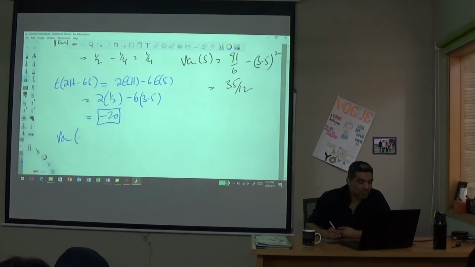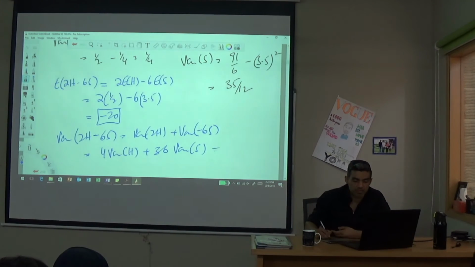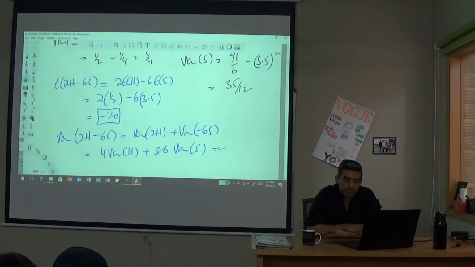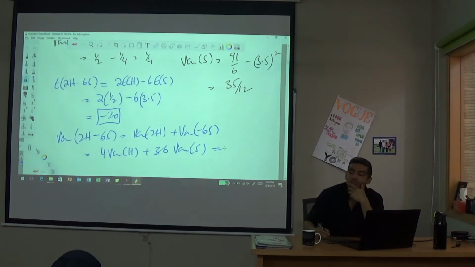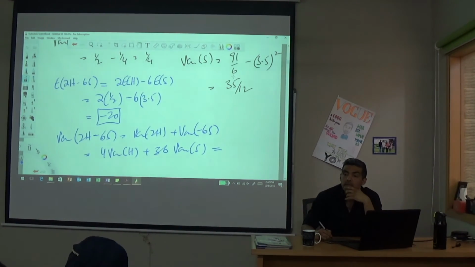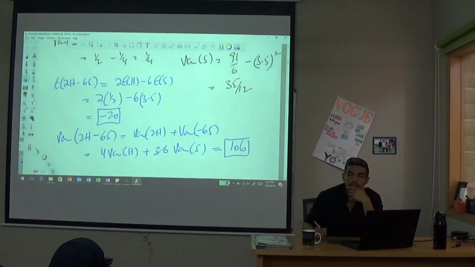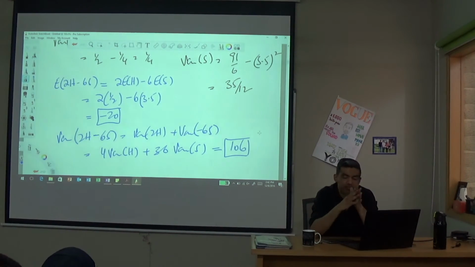Okay, what about the variance? Variance of 2h minus 6s would be variance of 2h plus variance of minus 6s, which would turn out to be 4 times variance of h plus 36 times variance of s. Are we all getting 106?